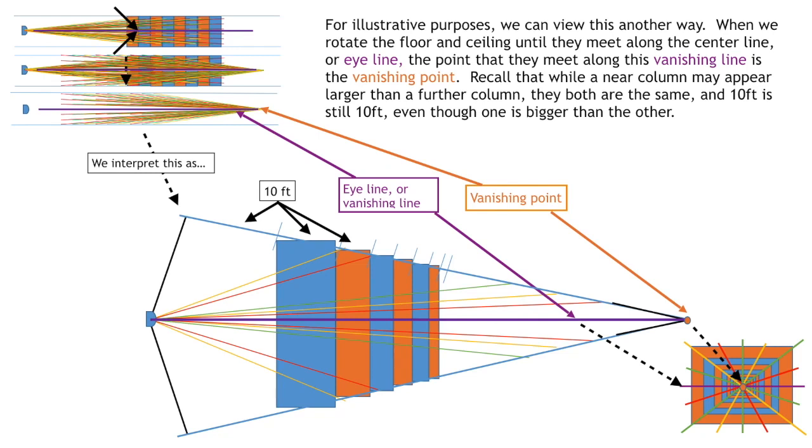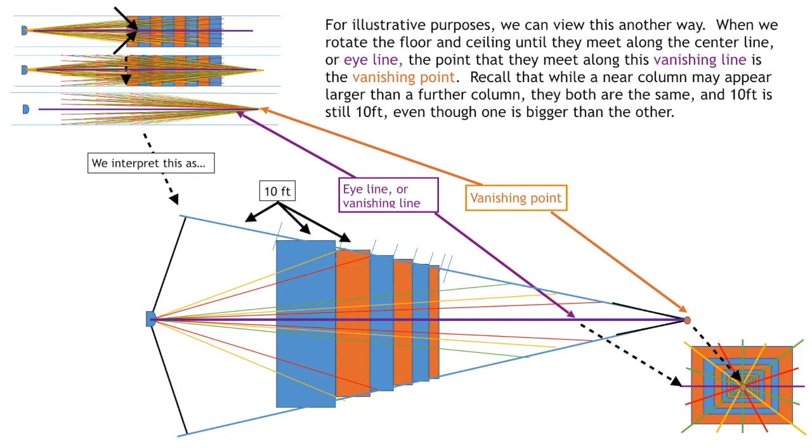For illustrative purposes, we can view this another way. When we rotate the floor and ceiling until they meet along the center line, or eye line, the point that they meet along this vanishing line is the vanishing point. Recall that while a near column may appear larger than a further column, they both are the same, and 10 feet is still 10 feet even though one is bigger than the other potentially.